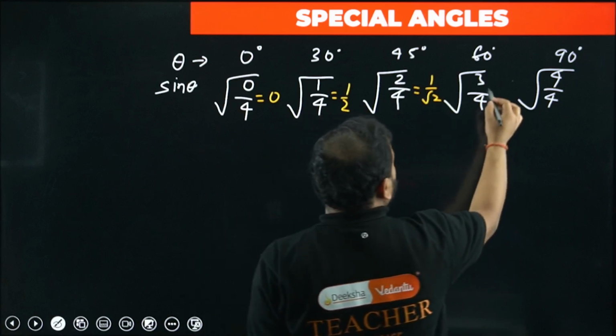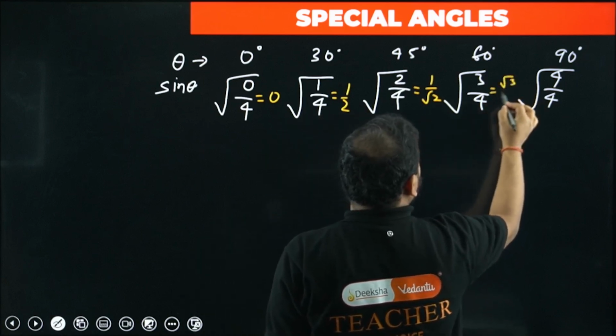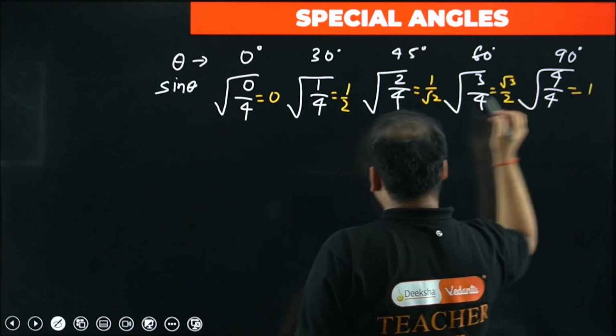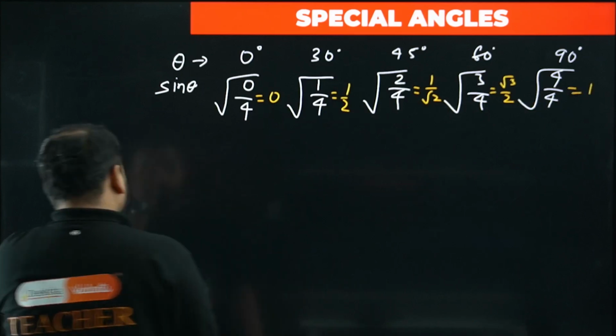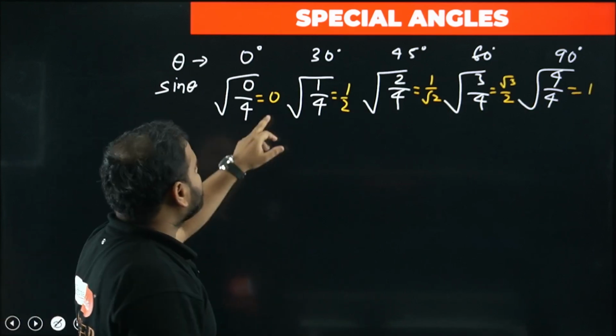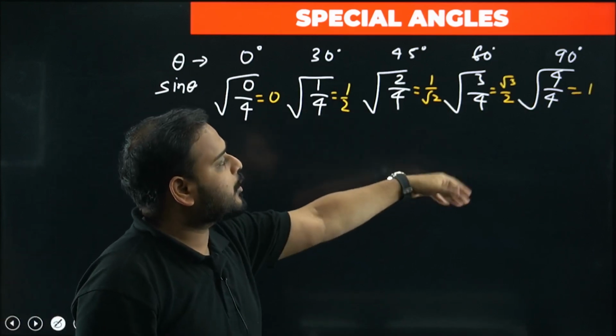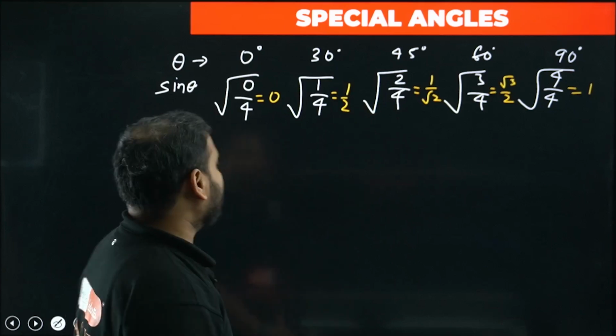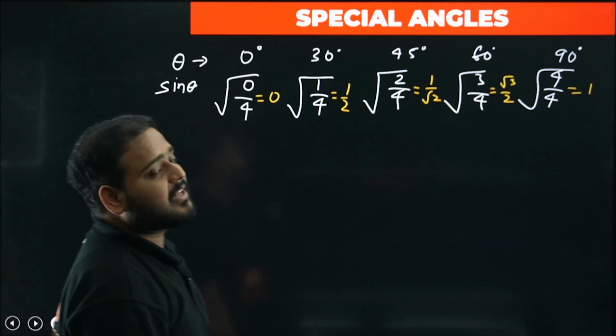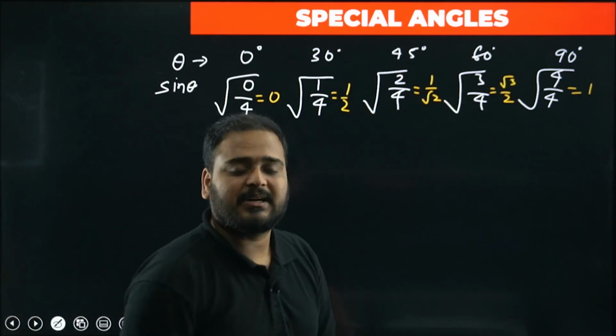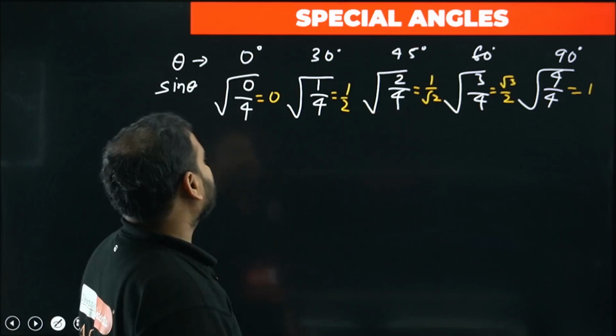What about this? Very popular: root 3 by 2. What about this? Simply 1. Please check: 0, 1 by 2, 1 by root 2, root 3 by 2 and 1 are the values of sine theta at the angles 0, 30, 45, 60 and 90 respectively. Special angles. What about cos?